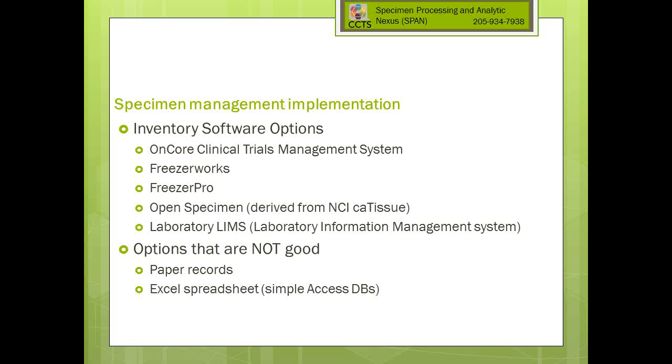Options that are not good for specimen management are paper records and Excel spreadsheets, or even simple Access databases. I've just seen too many examples where people are well-intentioned, but it's just difficult to manage this way. Particularly, paper gets lost, and you have personnel changeover. Excel spreadsheets are static, right? So you've got to make sure that you have the ability to update.